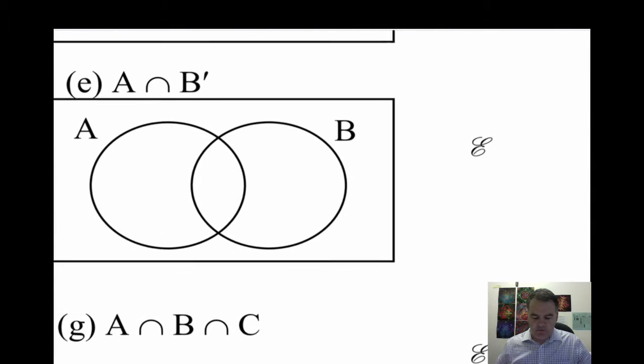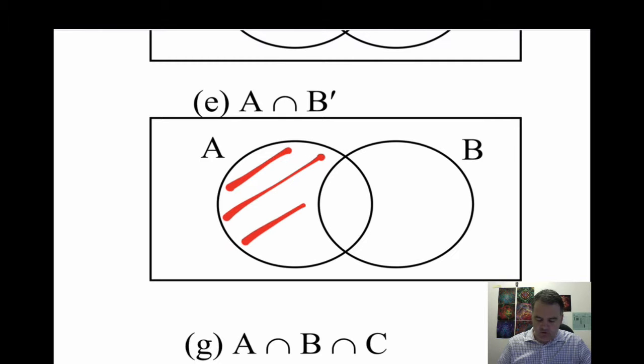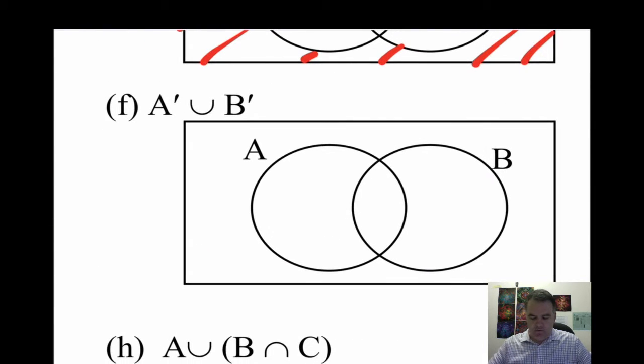A intersection B complement. All right, so let's think here. In this case, it's got to be A and, remember this symbol here, the intersection symbol, think "and", A and it's outside of B. So what's inside of A and outside of B is this section right here. In A and outside B.